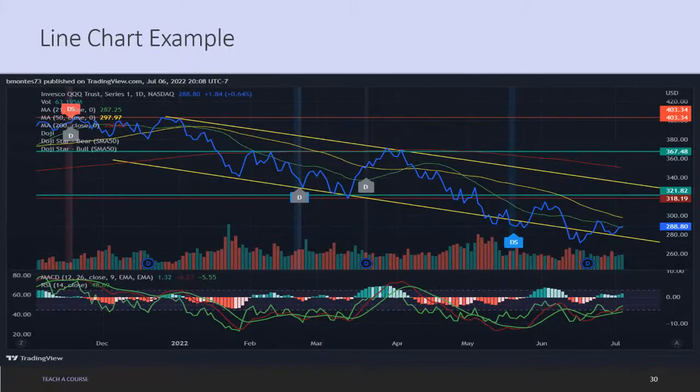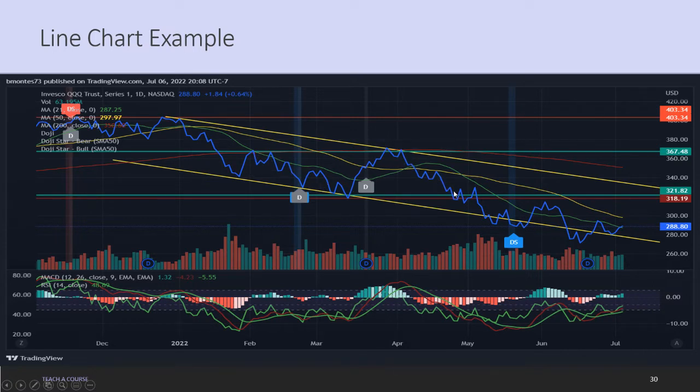Okay, let's talk about the different types of charts that are out there. So line chart. Now within TradingView, which is the charting platform that I use, you can toggle between different types of charts. So the basic chart is a line chart. So the blue line here is the stock itself, right? Going from $403 down to about 320, 325-ish, right? So if you follow the blue line, you are following the heartbeat of that stock.